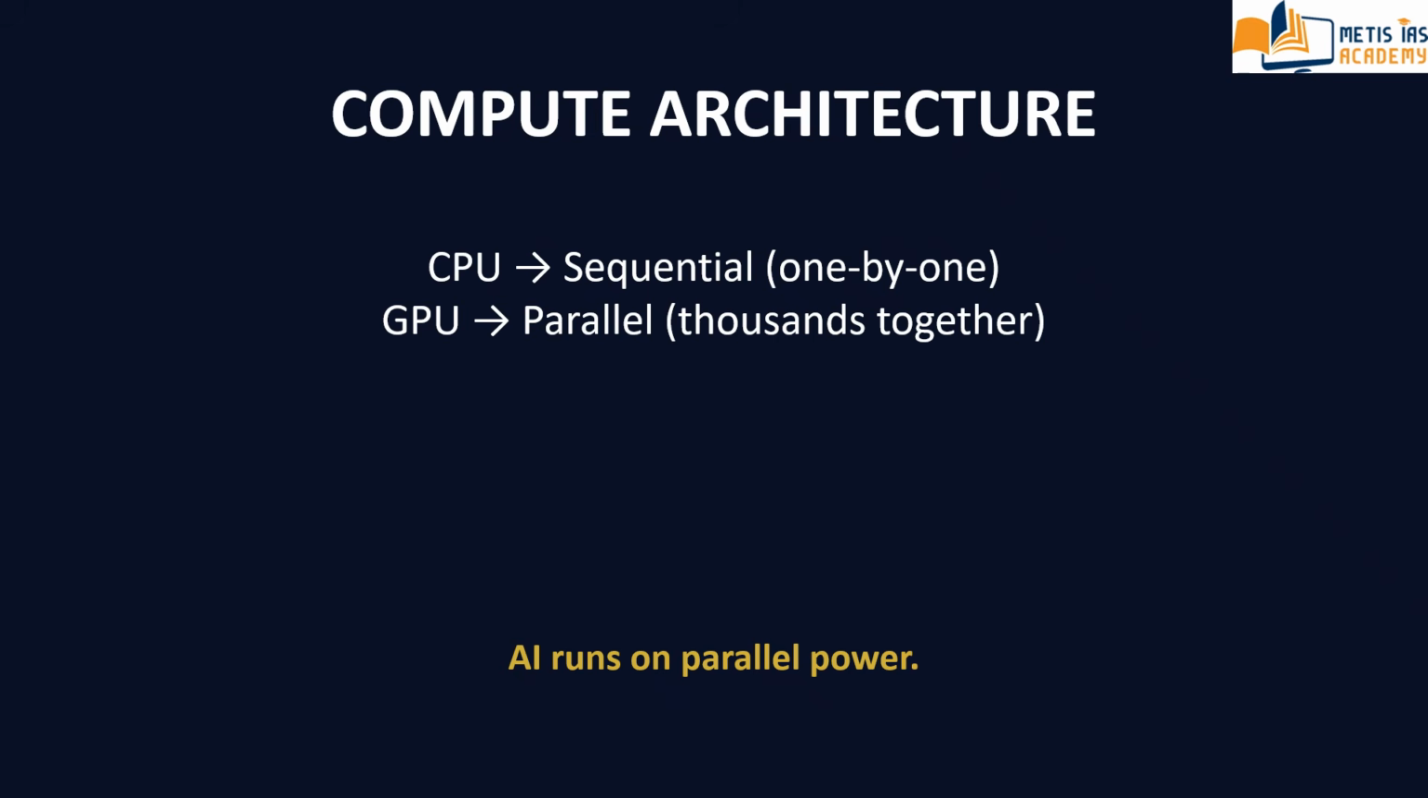Now, why does this matter for AI? Because many AI workloads, especially deep learning tasks, involve huge numbers of repeated mathematical operations. At scale, parallelism becomes enormously useful. That is why GPUs became central to AI progress. Not because GPUs are smarter, but because their architecture matches the workload.